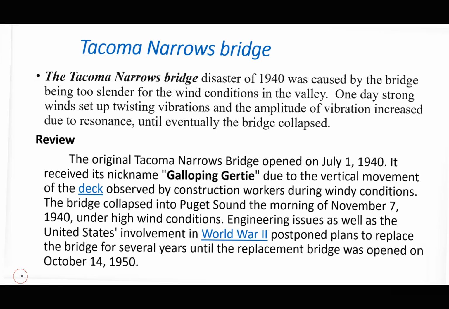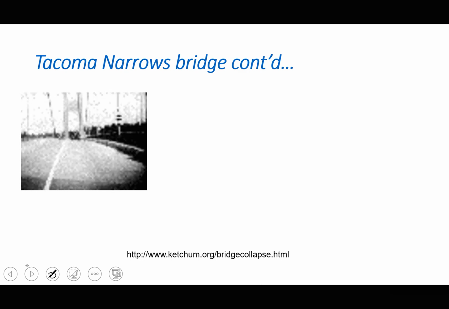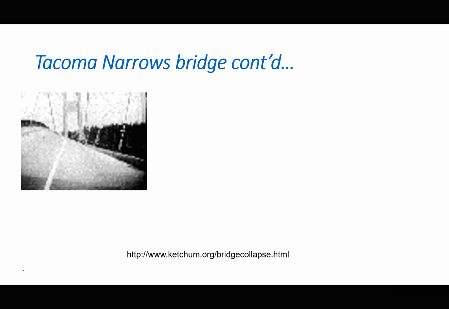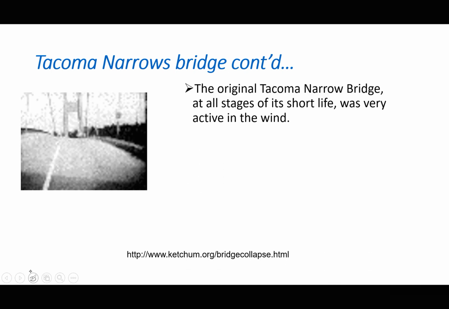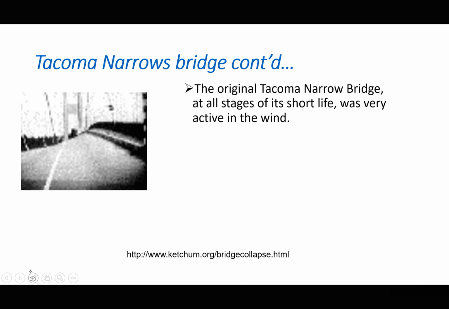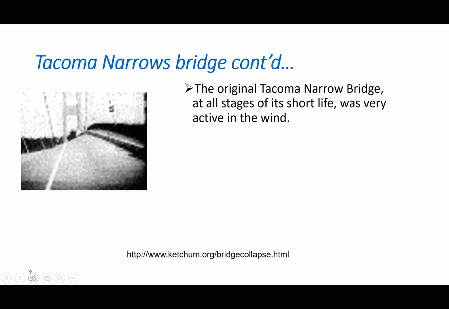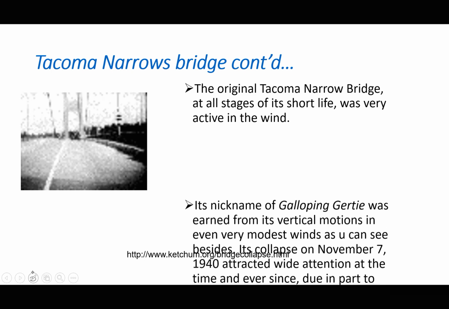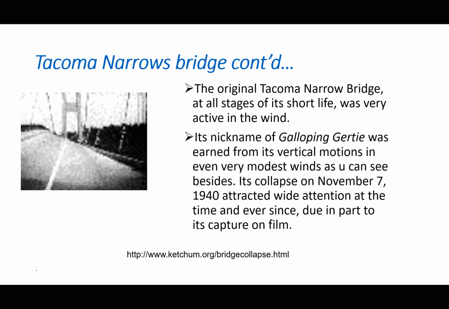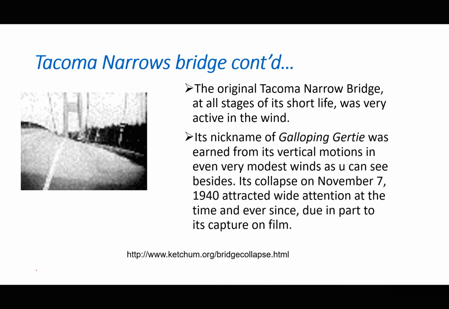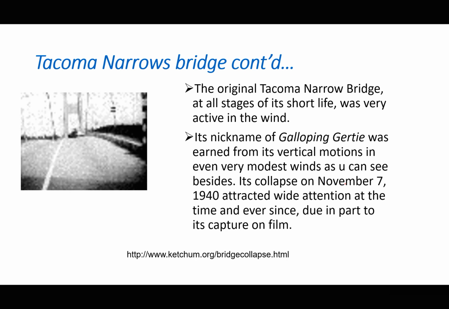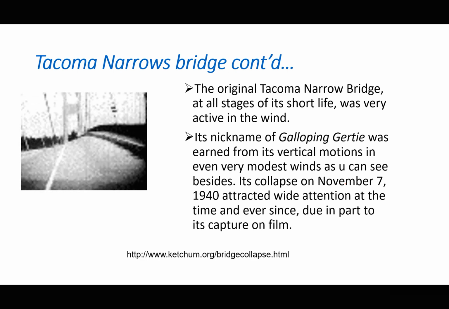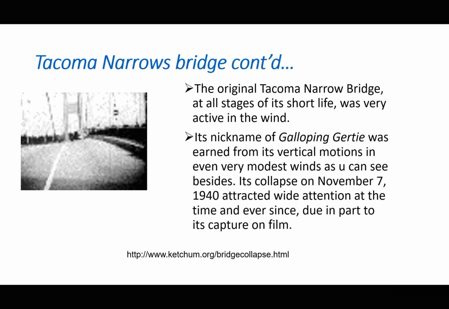And I gave a simple animation, a simple captured image of the Tacoma Bridge, showing how it used to appear on windy days. The original Tacoma Narrows Bridge, at all stages of its short life, was very active in the wind. You could see it dancing like this, the way you see in this image here. Its nickname of Galloping Gertie was earned from its vertical motions in even very modest winds, as you can see beside. I don't know whether this is visible, but this is how it could behave, even in modest winds.